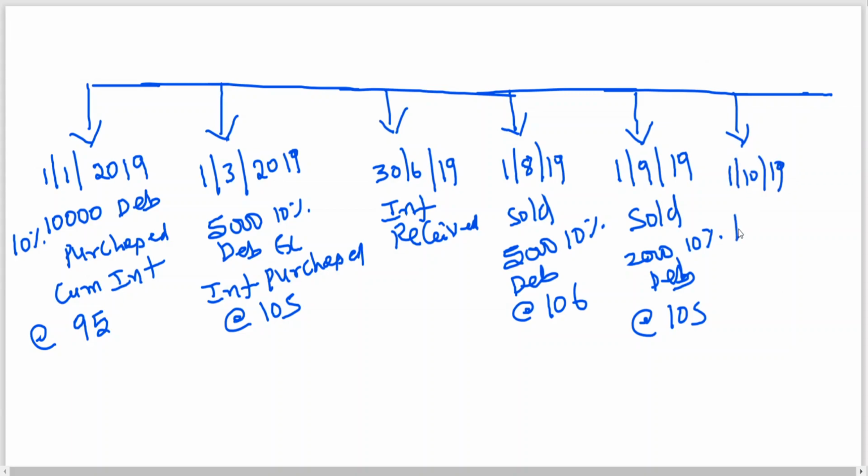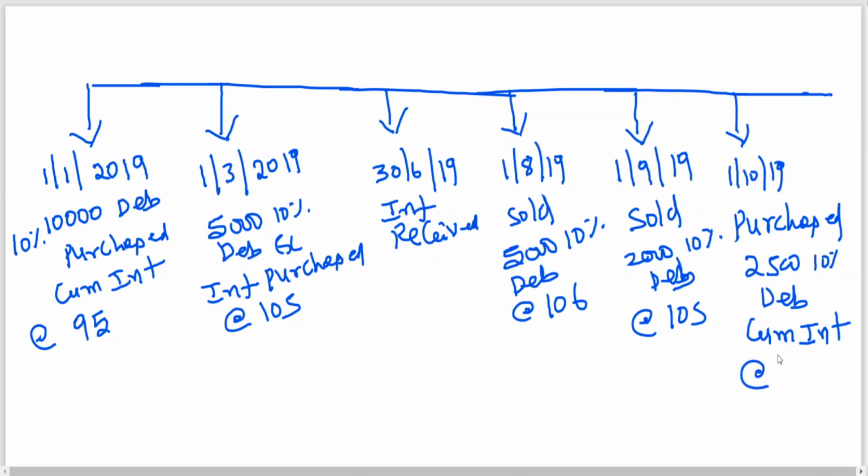1st October 2019, purchased 2,500 debentures cum interest at the rate of 102 rupees. 31st December, interest received.